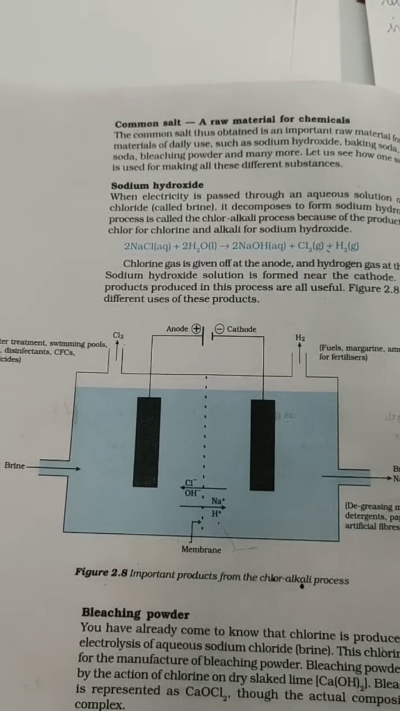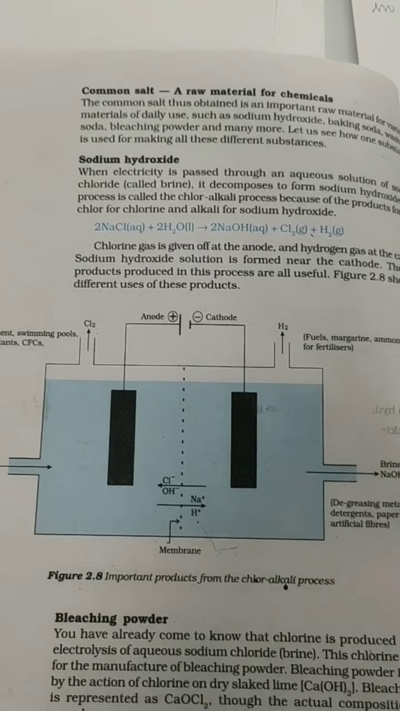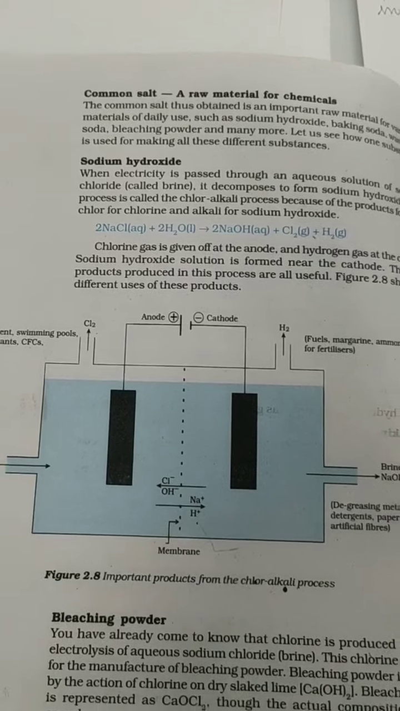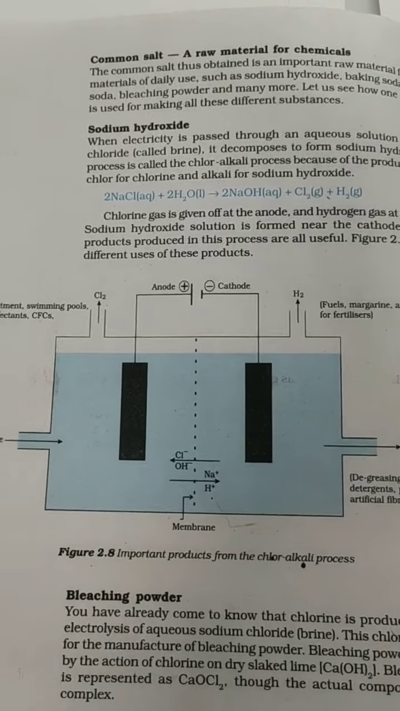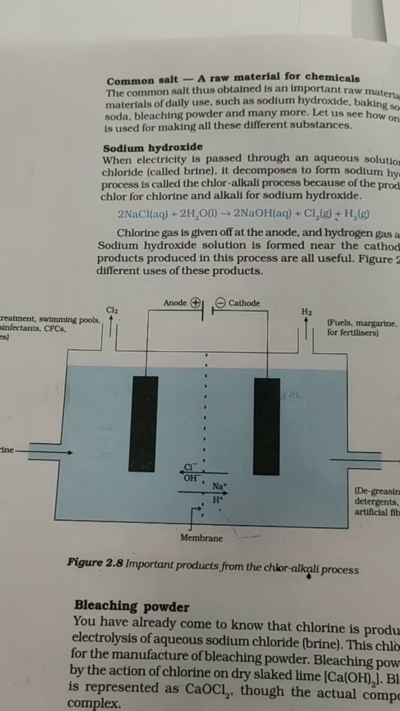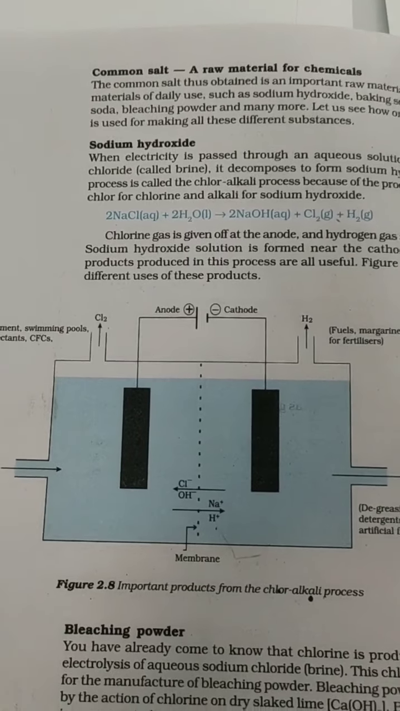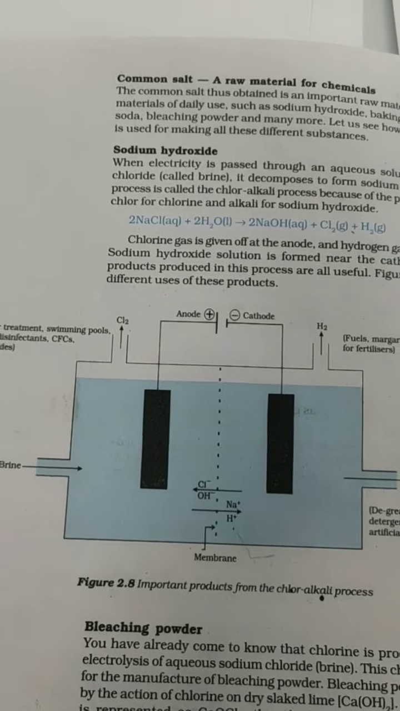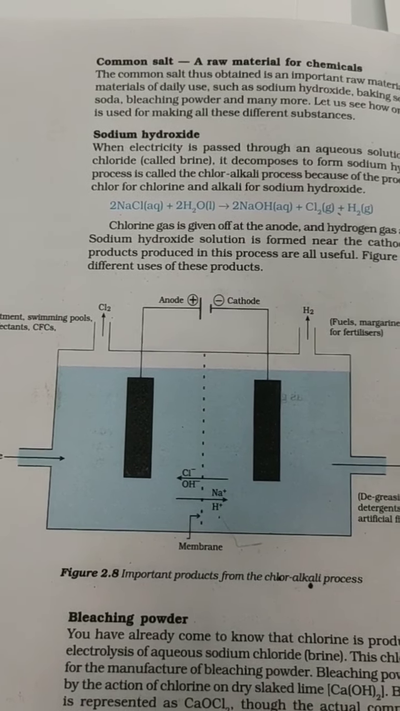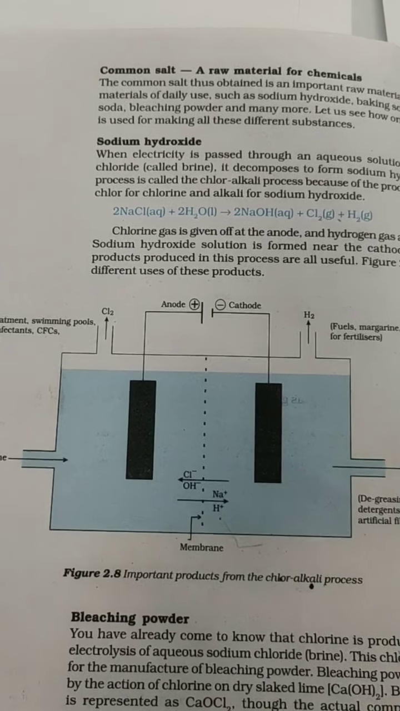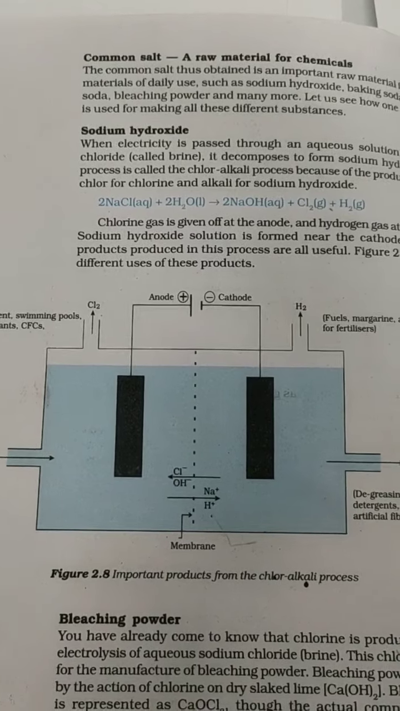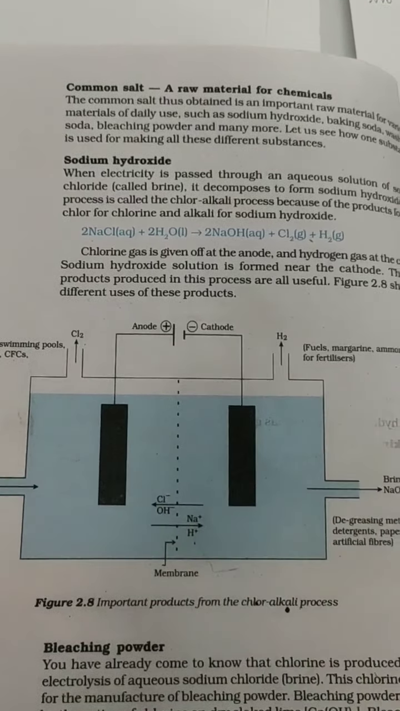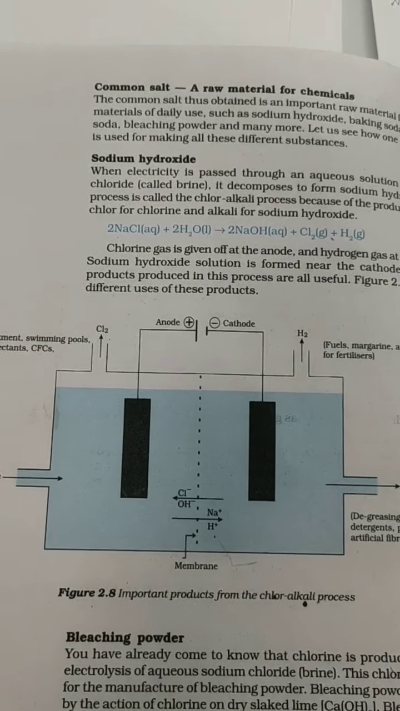Okay, so here we will get three different things. First we will get chlorine, which is the chlor, and then alkali, which is NaOH. So our target was to make sodium hydroxide from sodium chloride. Here's the reaction also: we take NaCl and water, and then we get NaOH, chlorine gas and hydrogen gas. All these three products have their different properties and uses.